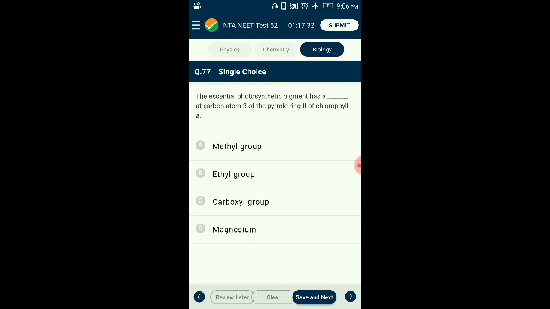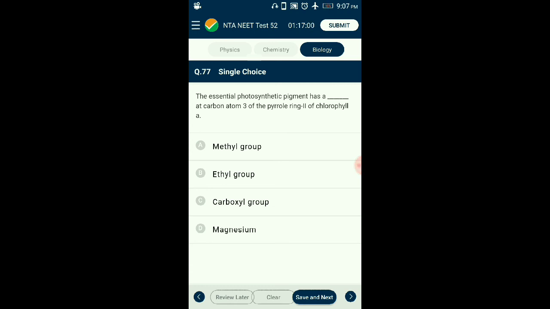Question number 77. The essential photosynthetic pigment has a dash at carbon atom 3 of the porphyrin ring 2 of chlorophyll A. There are two main types of chlorophyll, chlorophyll A and chlorophyll B. Chlorophyll A consists of a methyl group whereas chlorophyll B has an aldehyde group. The chlorophyll molecule is chemically composed of two parts. Tetrapyrrole forms the porphyrin head ring, and attached to it is a long hydrocarbon tail called phytol.